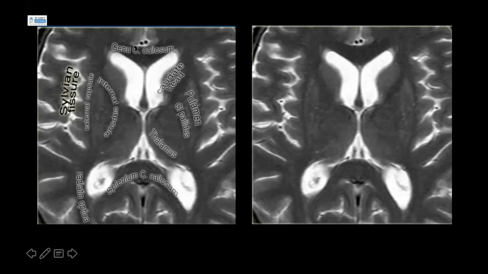And I'm now just going to briefly mention, this is the genu of the corpus callosum and the splenium of the corpus callosum. So the corpus callosum, I mean, it really could be asked in a sagittal image, but there's no reason why this, for example, or this part of the corpus callosum couldn't be asked on the axial image.